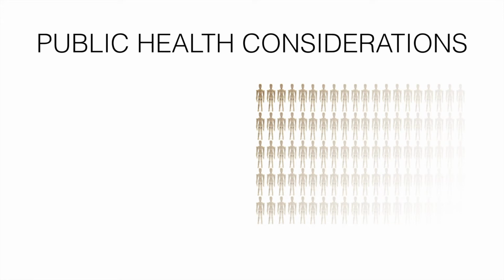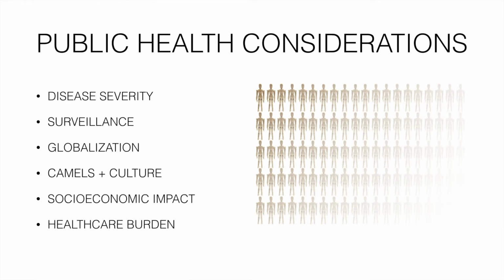So, public health considerations for MERS coronavirus. The severity of the disease. Of course, 40% mortality rate is frightening. So when we think about this, and when we think about globalization, you have to be really, really concerned with the ability of this virus to really take a strong hold, causing immobilization, thereby debilitating the public health infrastructure.